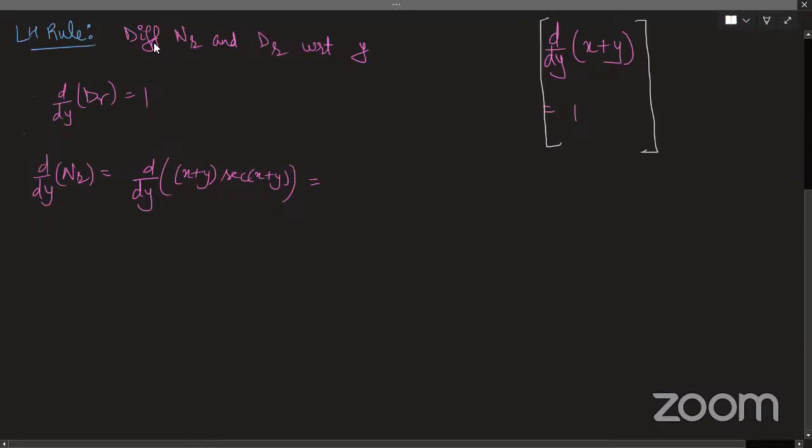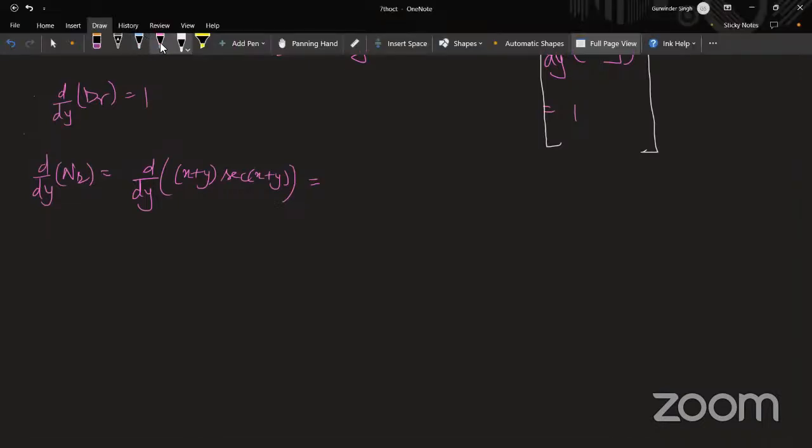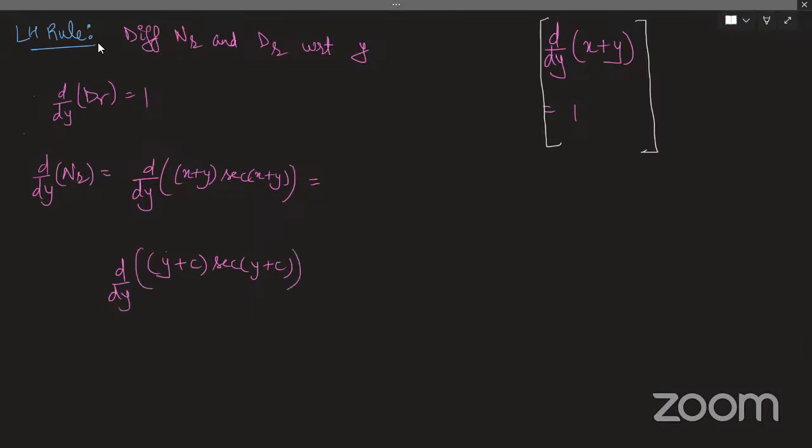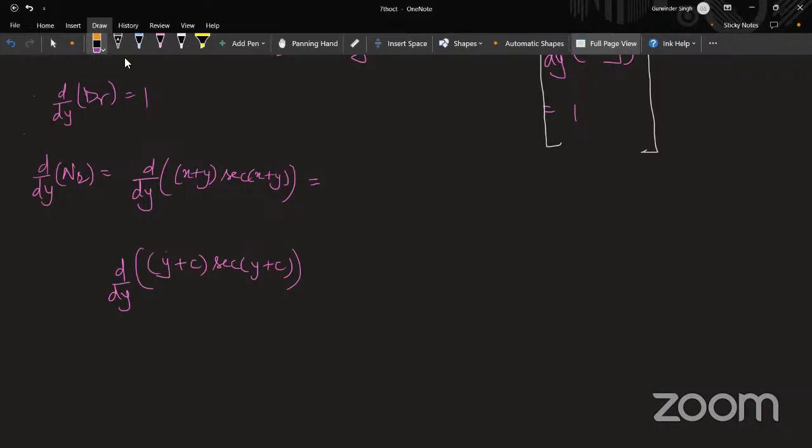So you can just see this thing as, just treat your x as a constant. Okay, just treat your x as a constant. So it is basically y plus c into secant of y plus c. And I am asking you to differentiate this thing with respect to y. Okay, c is again any constant. How would you do that? So you can apply product of two functions. How will you apply product of two functions?